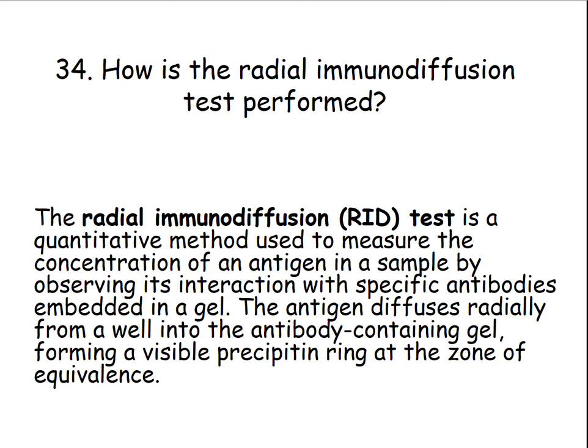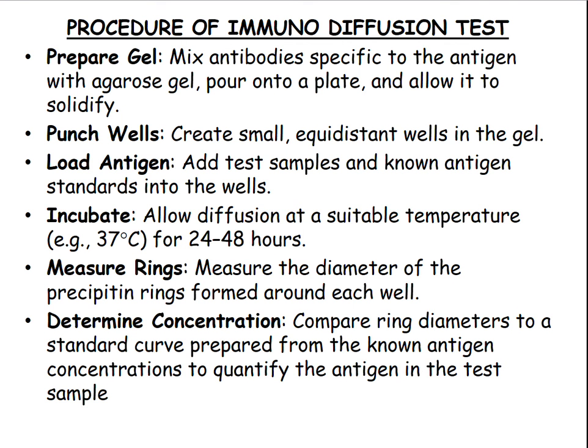Then the next question is how the radial immunodiffusion test is performed. First of all, the radial immunodiffusion test is a quantitative method where we measure the concentration of antigens in the sample by observing the interaction between the antigen and antibodies embedded in a gel. The antigen diffuses radially from a well into the antibody-containing gel, forming a visible precipitin ring at the zone of equivalence. So for the procedure of this immunodiffusion test, first, we prepare a gel.